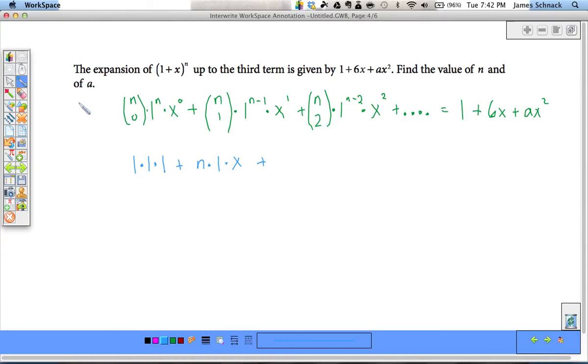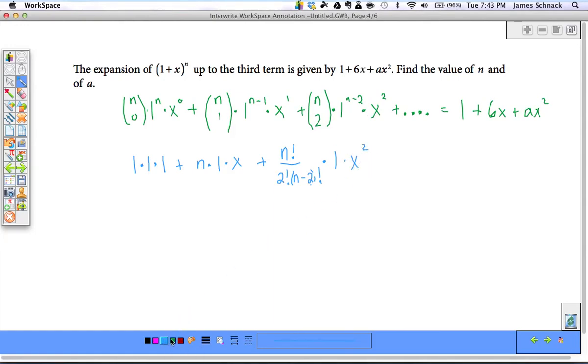Now, you might remember the formula that was on a couple slides ago. If you don't, that's okay. N factorial over 2 factorial times n minus 2 factorial. And that's going to simplify down pretty nicely in just a second. Times 1 to any power is 1, times x squared.